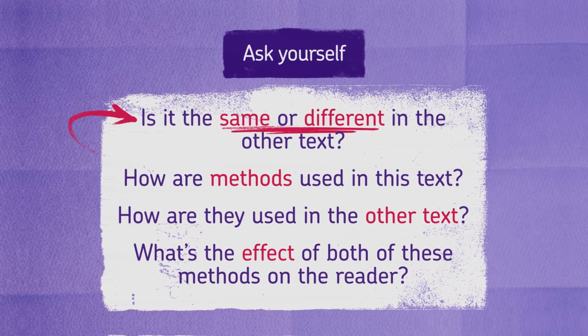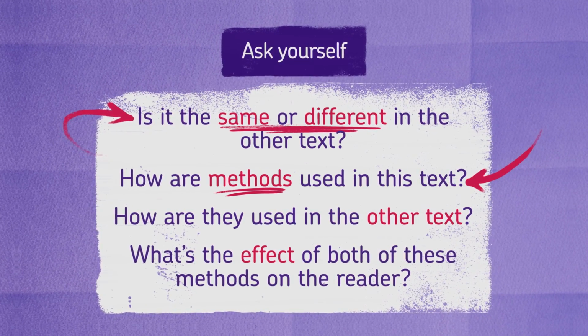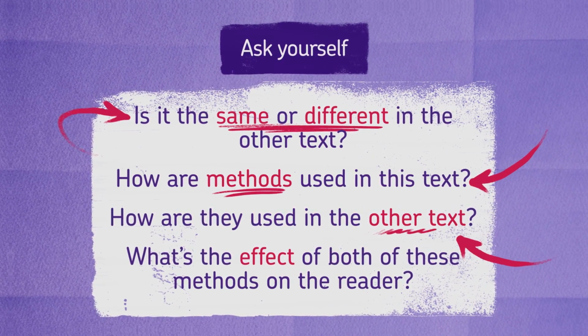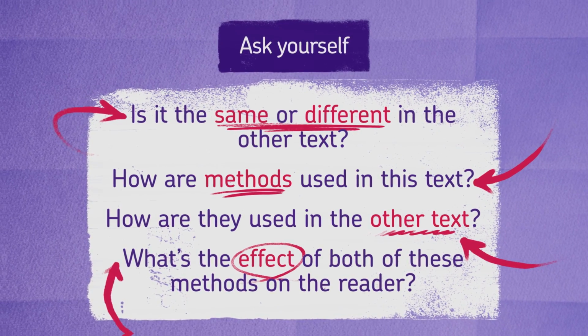So, how do you make comparisons effectively? Ask yourself, is it the same or different in the other text? How are methods used in this text? How are they used in the other text? And what's the effect of both of these methods on the reader?